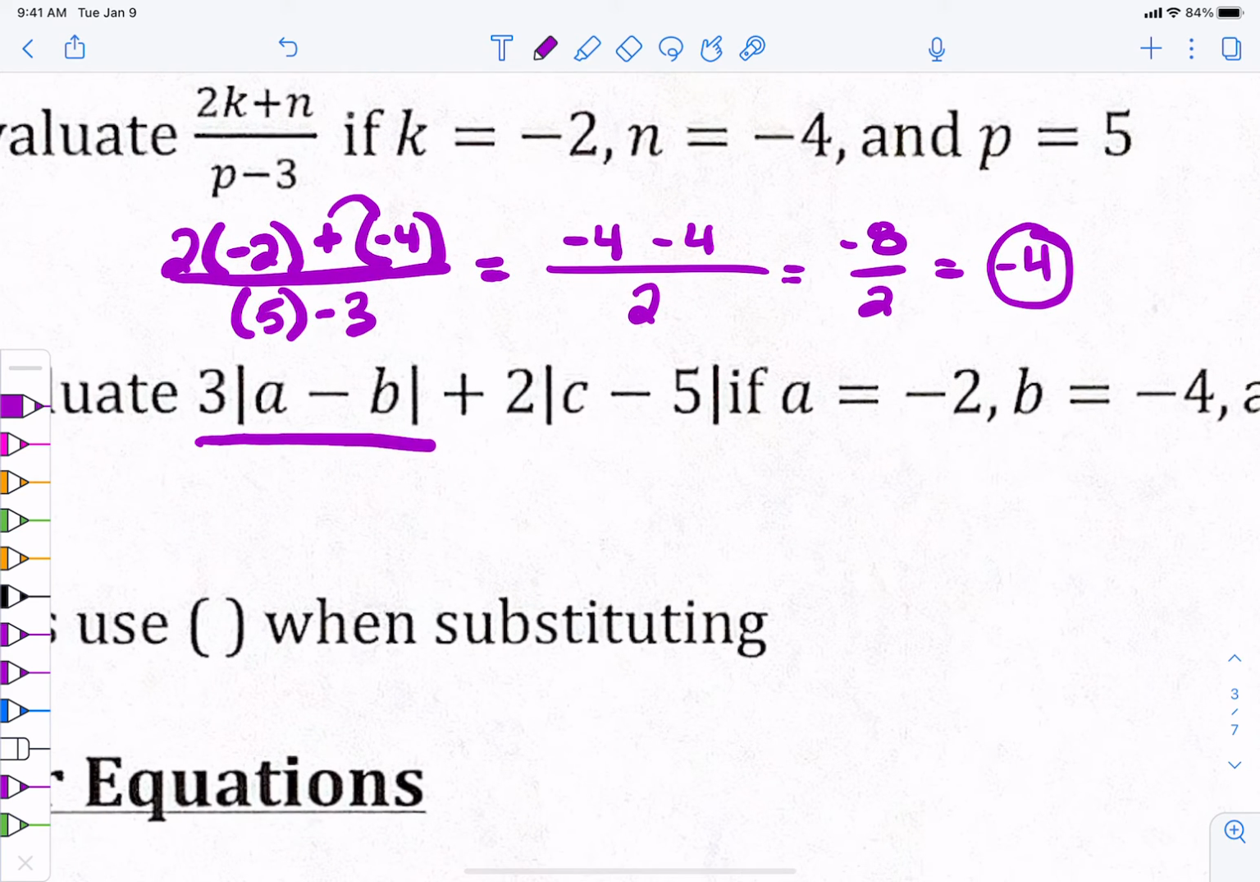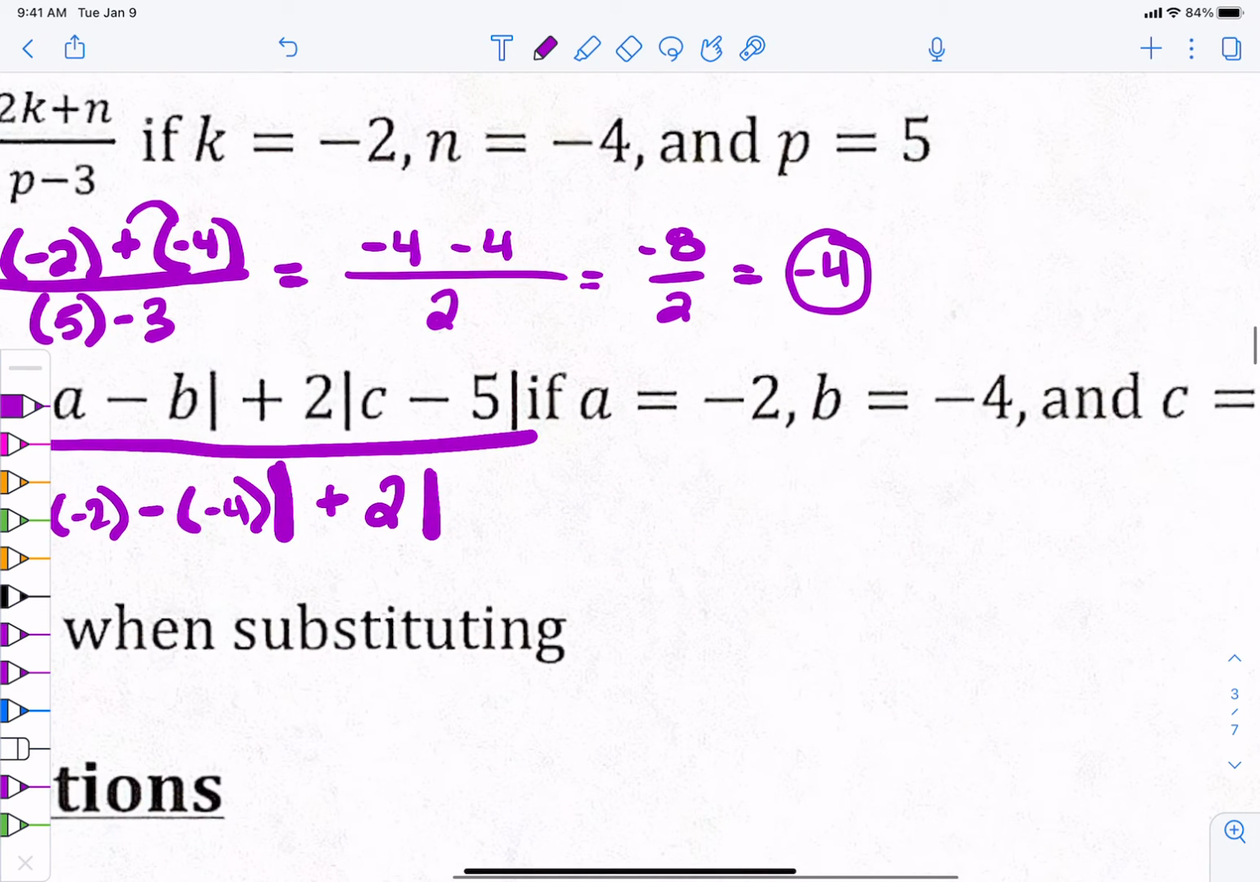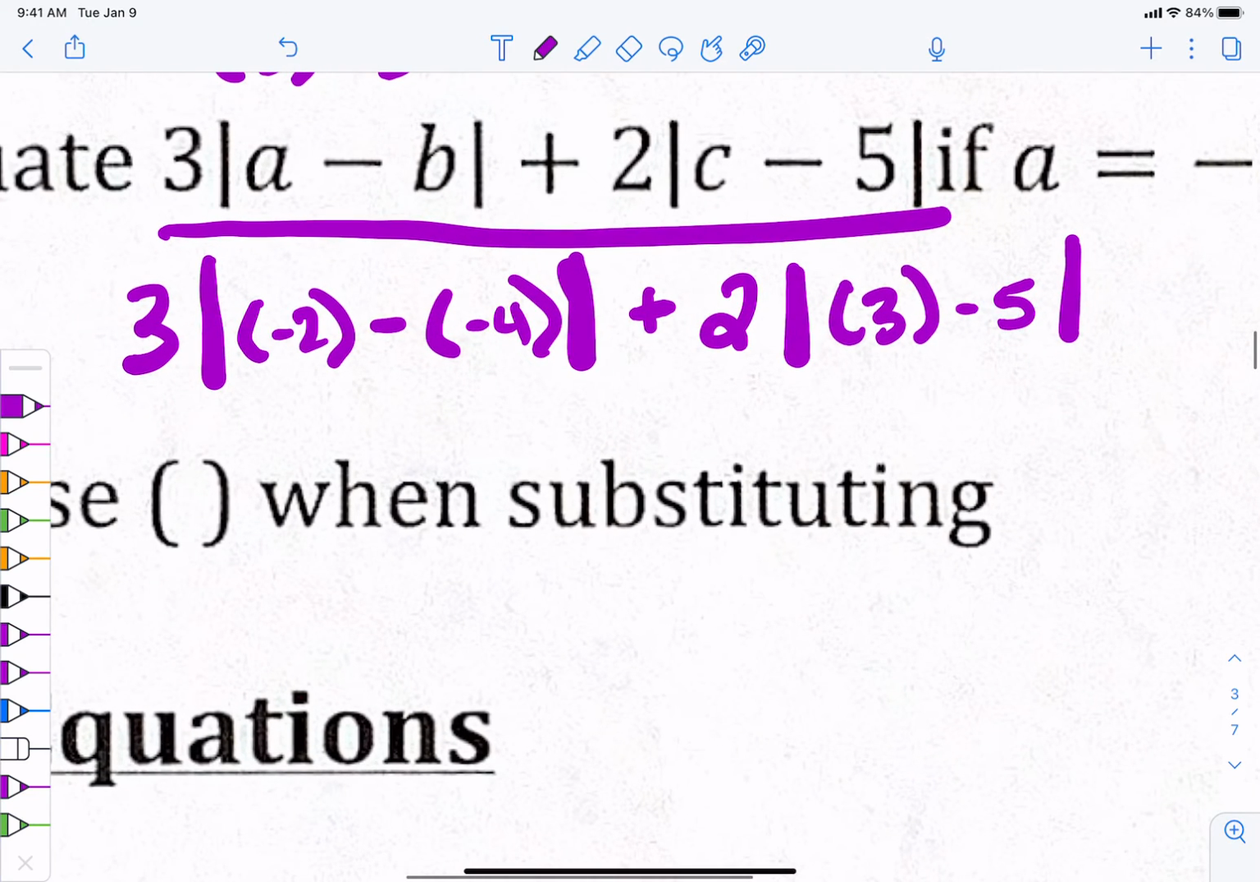So now we've got this stuff going on here. What are these little bar things? Absolute value, and that turns everything positive. Okay, now, absolute values are kind of like parentheses. So pretend that there's like an imaginary parenthesis inside of there, all right? Because we're going to simplify that stuff first. 3 absolute value. A is -2 minus B is -4. Absolute value plus 2. Absolute value C is 3 minus 5. Holy cow, there's lots of stuff going on here. This might be a little bit more complicated. Okay? All right, what are you going to do first?